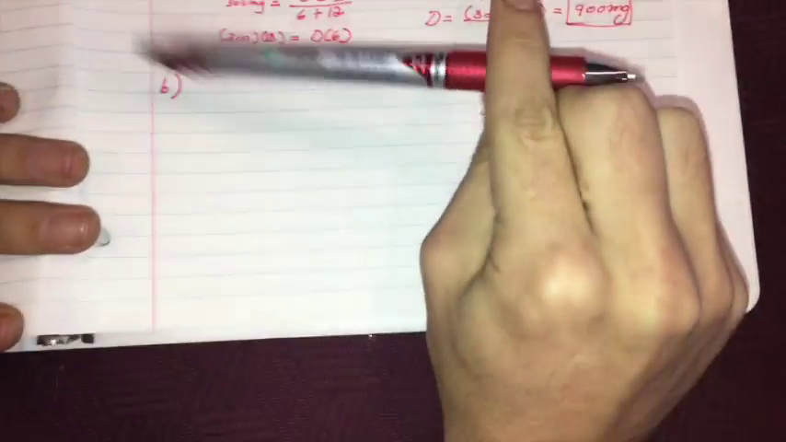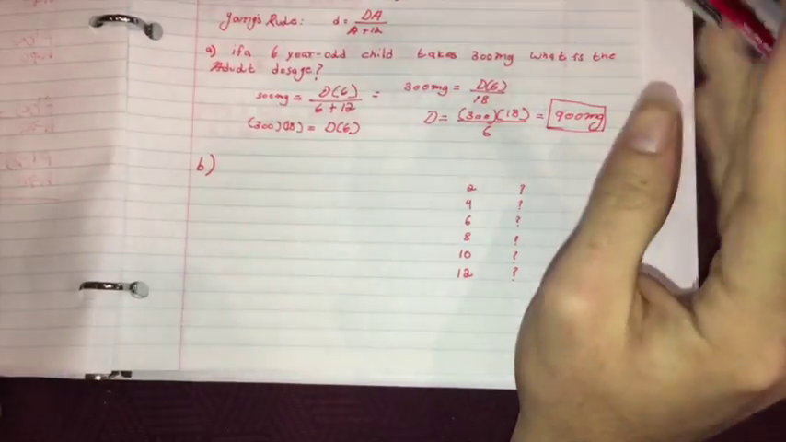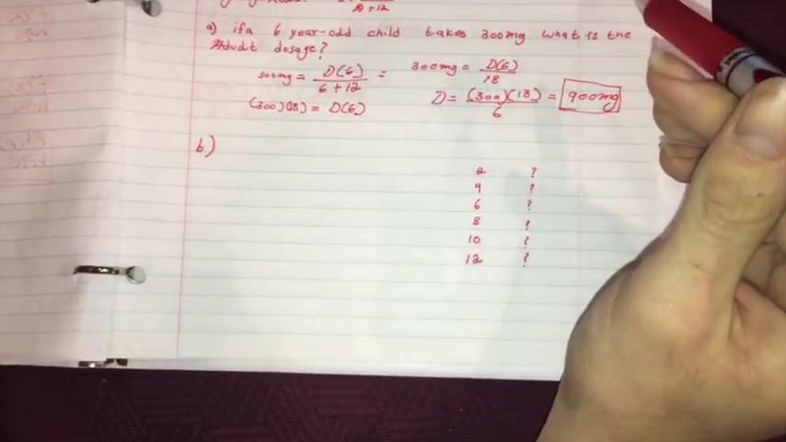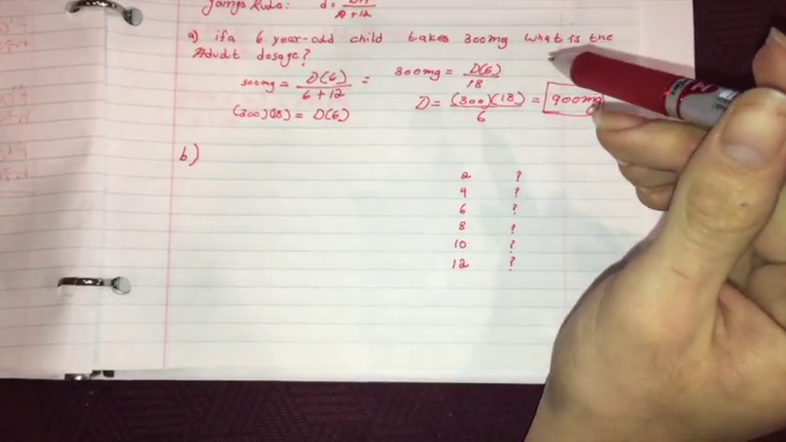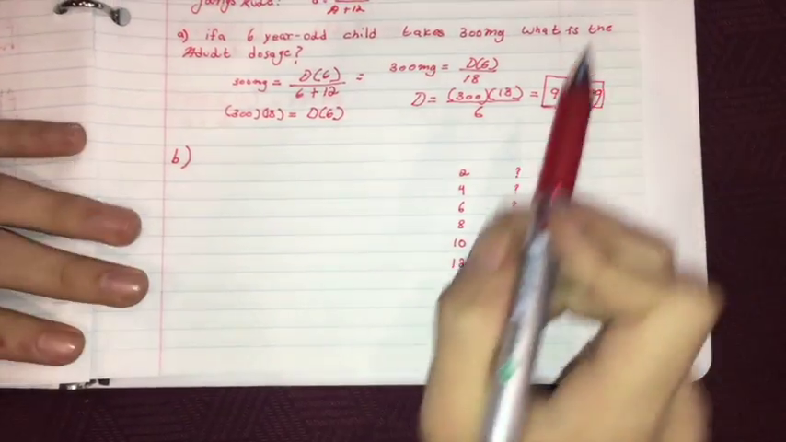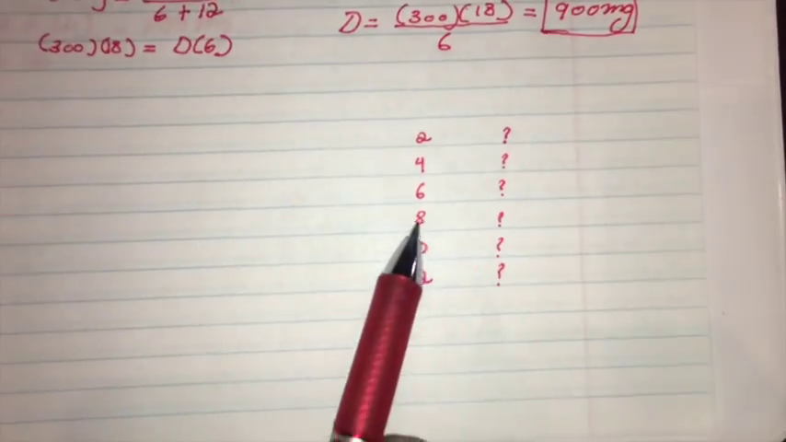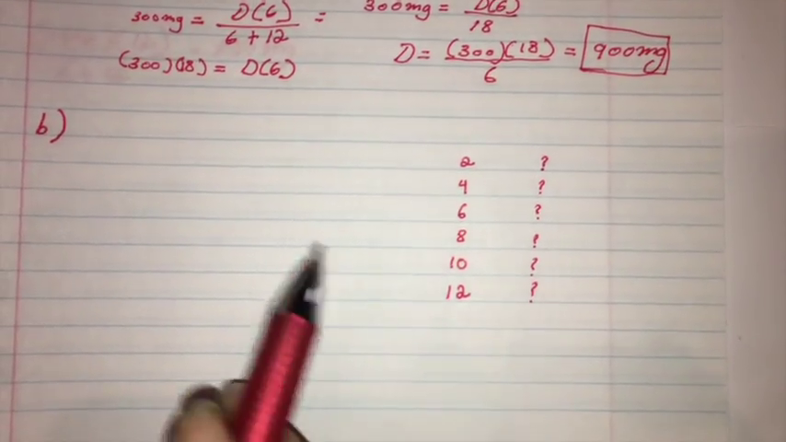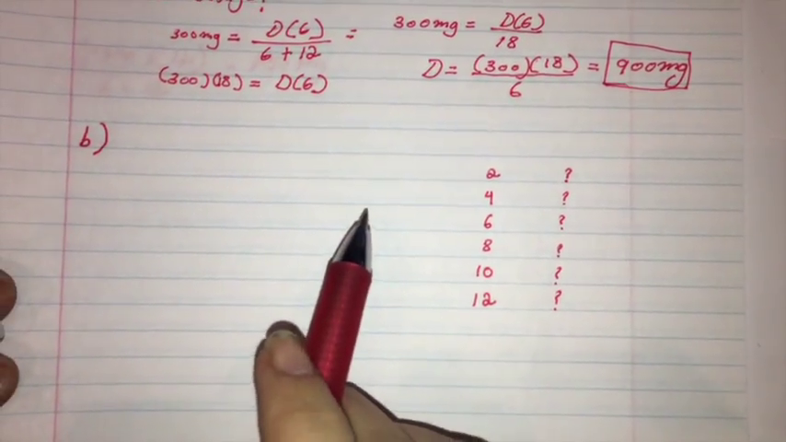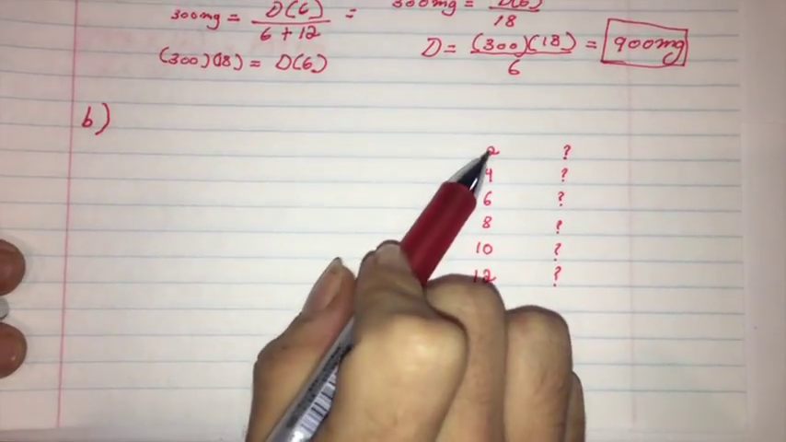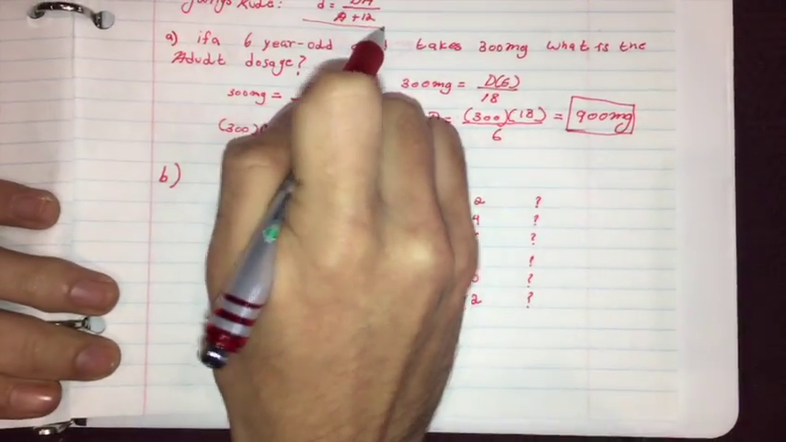Then we have problem B that says, suppose the adult dosage of an antibiotic is 1500 milligrams per day. Use Young's rule to determine the corresponding children's dosage for the given ages: 2, 4, 6, 8, 10, and 12. Okay, to do this, we need to substitute in our formula.